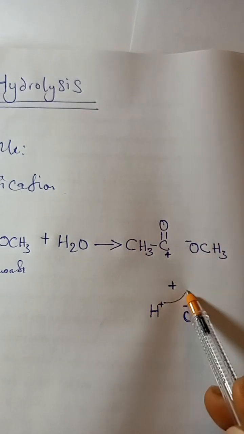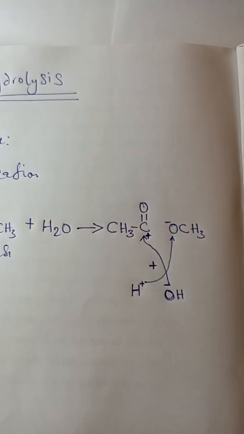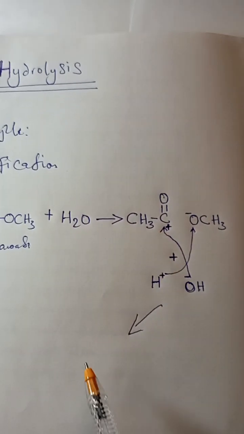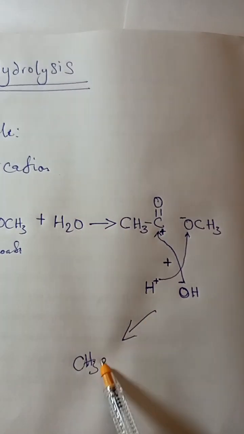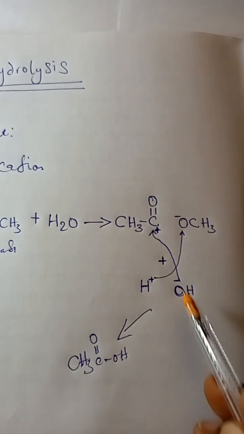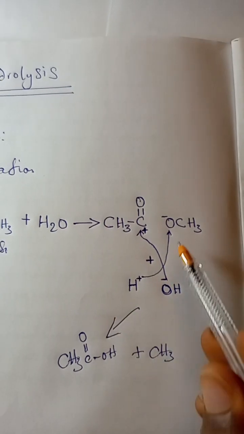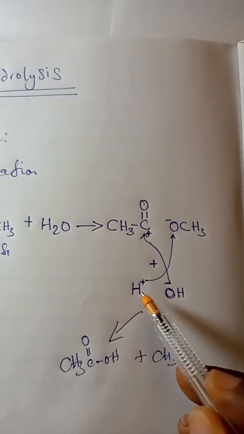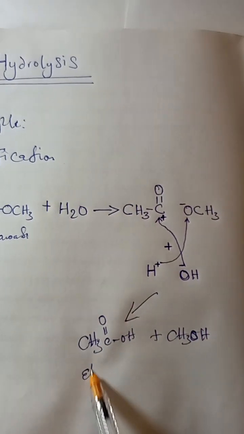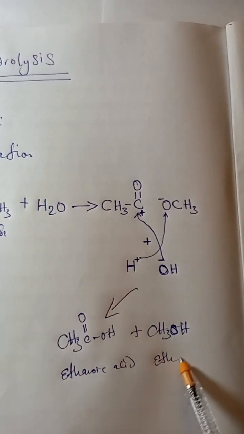So the positive sign will go to the methoxy, and the negative sign, which is hydroxyl, will go to the positive sign. Alright, so that the final product will now be this, which is CH3CO, and this OH that is being formed, the new bond to OH, right? Plus this methoxy, which is CH3O and the new H bond. Okay, so this is what we have now. So we have formed what? Ethanoic acid, and what? Ethanol.